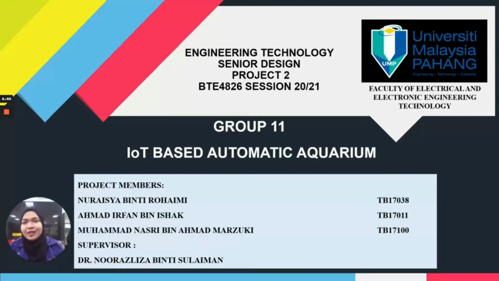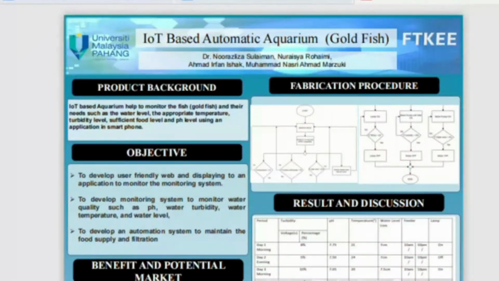So let's see what we have done for this project. IoT-based automated aquarium, specifically for goldfish. In the product background, the IoT-based aquarium helps to monitor the fish, which is goldfish, and their needs such as water level, the aquatic temperature, turbidity level, sufficient food level, and pH level by using an application on a smartphone.